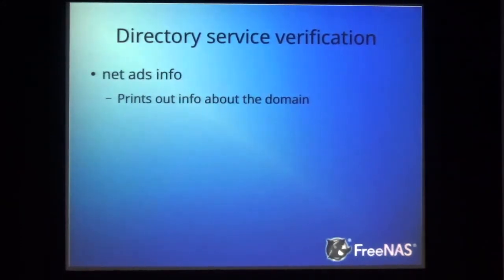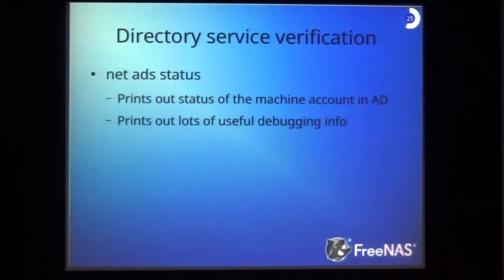ADS info just spits out what DC you're connected to. Just a little bit of information about the DC you're connected to. I don't really find that useful when debugging. ADS status, that's a little bit more useful. It gives you the machine account info, and it gives you a whole bunch of debugging information, more than you probably ever wanted to know. But it's useful.